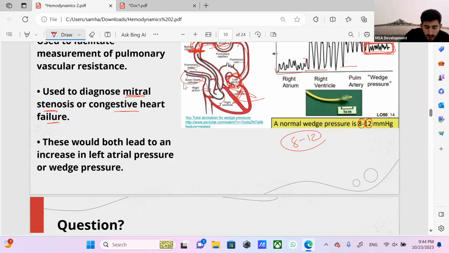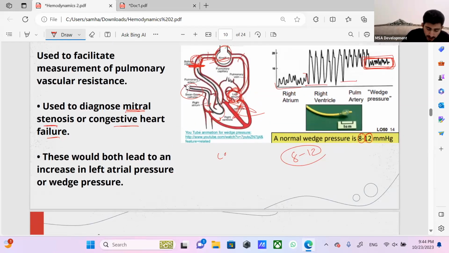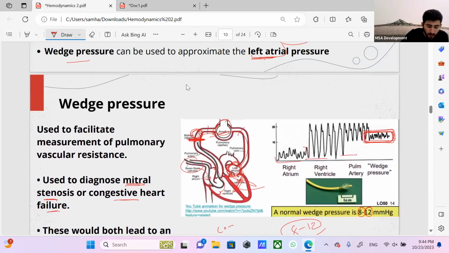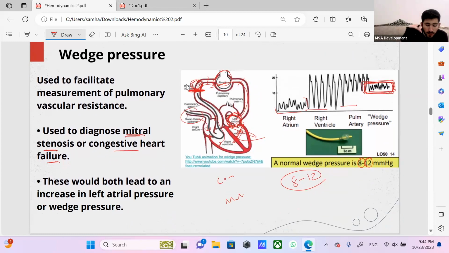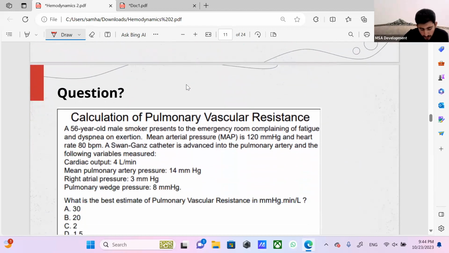You don't need to know when it is congestive heart failure and when it's mitral stenosis. Just know that we use this catheter thing, the wedge shape pressure, in diagnosing two diseases. The first one is mitral stenosis, the second one is congestive heart failure. Why? I explained to you why. But there's no need to know when it is mitral stenosis and when it's congestive heart failure. No, there is no need for that.